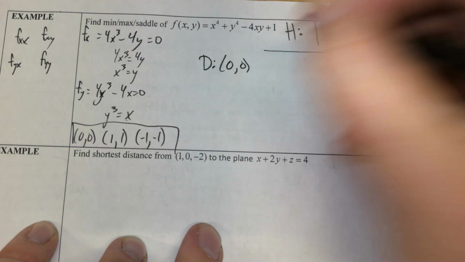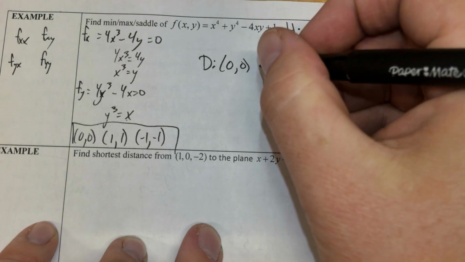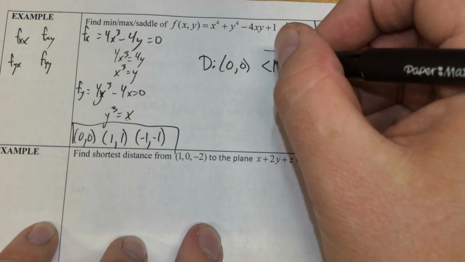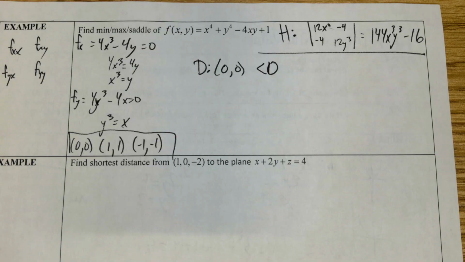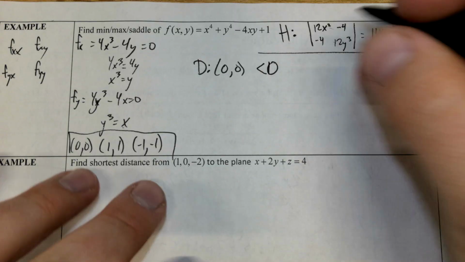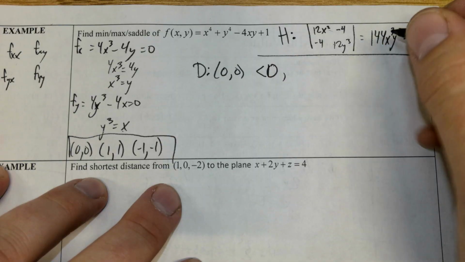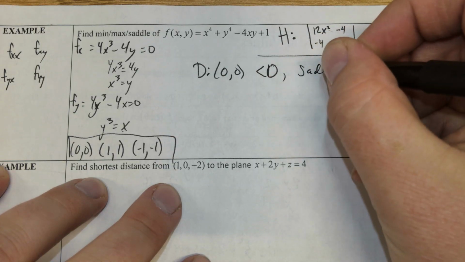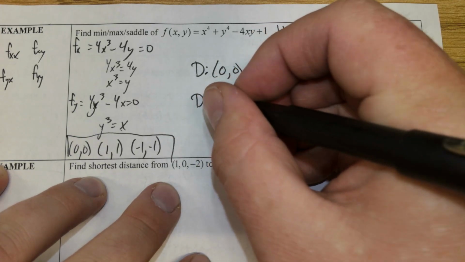D for the coordinate 0, 0. Well, when I plug in 0, 0, I get -16. And this is less than 0. Well, if this thing is less than 0, I know it has to be a saddle point, because the twist overcomes the concavity. Let's try another.